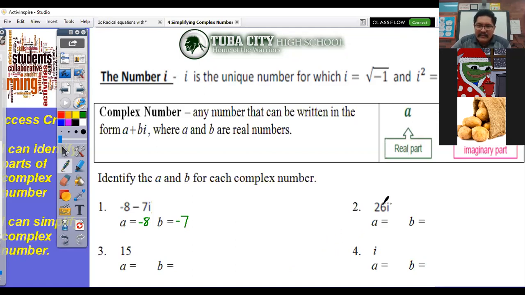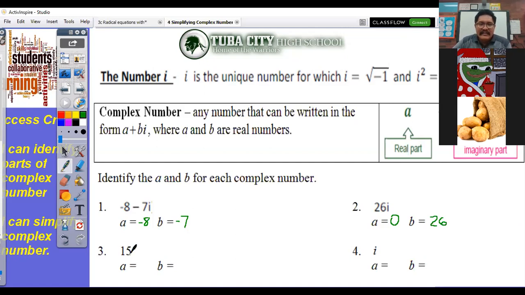All right, now moving on to example number 2. We have an imaginary part. There's only one term here, so that's going to be 26. And a is going to be, well, let's see, what is a going to be? 0. Now again, we don't leave it blank. We don't put nothing. We put 0 in there because 0 is a number, and nothing is not a number.